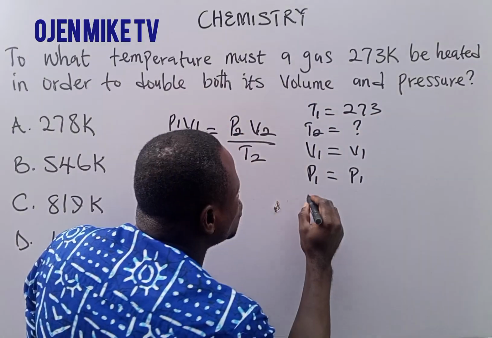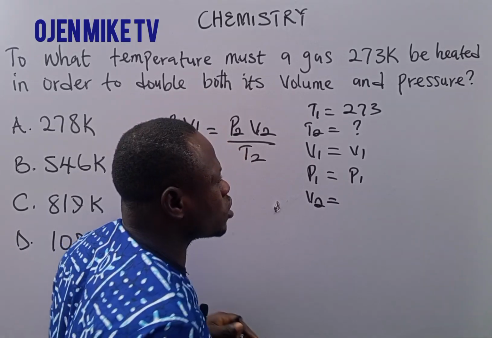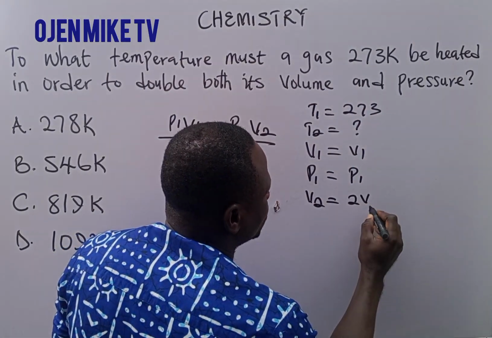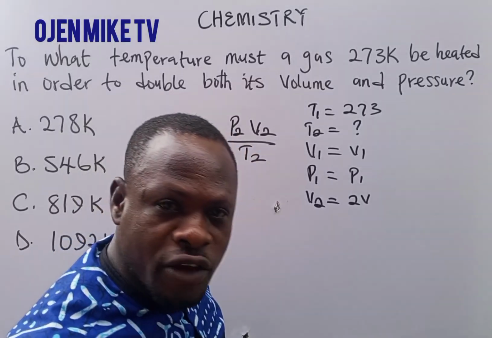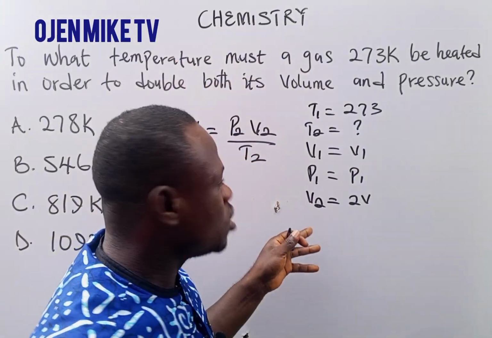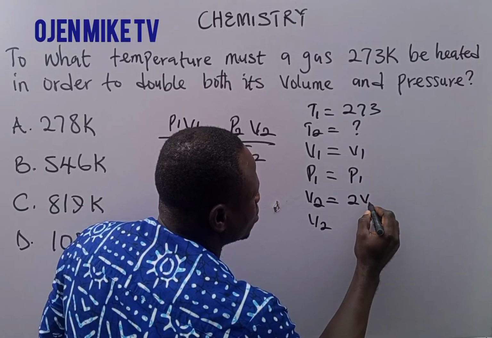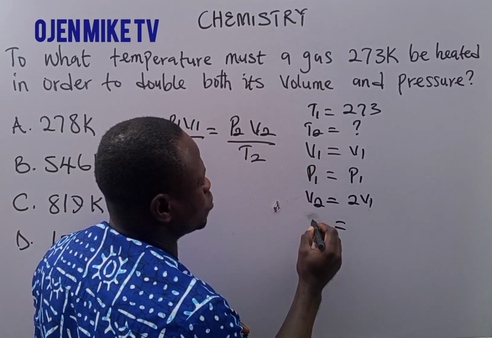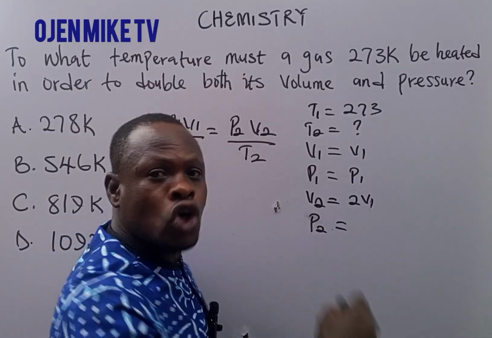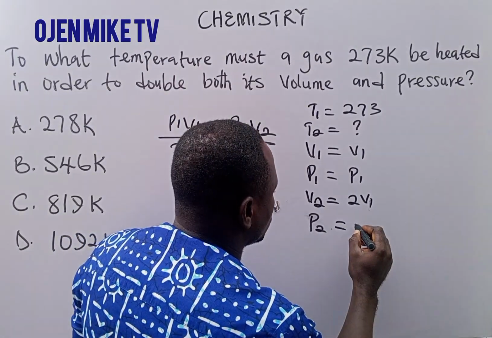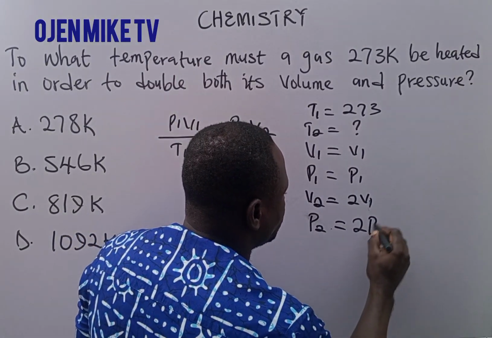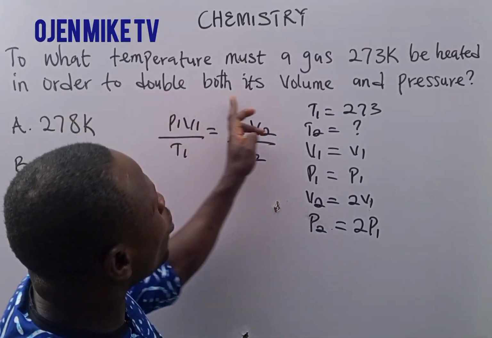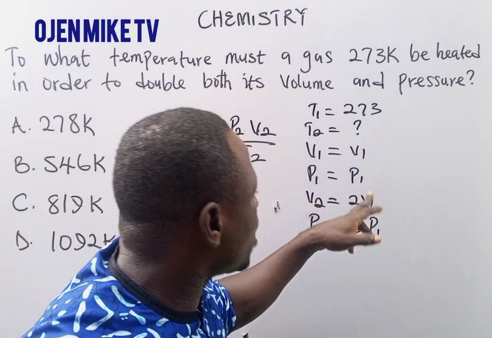Because they say to double both its volume and pressure, V2 now will be 2V1. Are you following? It doubles. V2 is double V1, and P2 will also be doubled, so P2 equals 2P1.